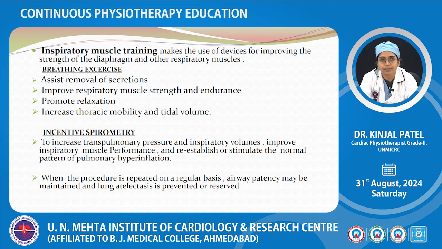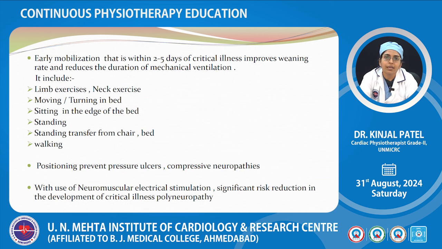or reversed. Then early mobilization, that is within 2 to 5 days of critical illness, improves weaning rate and reduces the duration of mechanical ventilation. It includes all mobilization: limb exercise, neck exercise, moving or turning in bed, sitting at the edge of the bed, standing, transfer from chair to bed, then walking. Positioning prevents pressure ulcers and compressive neuropathies.